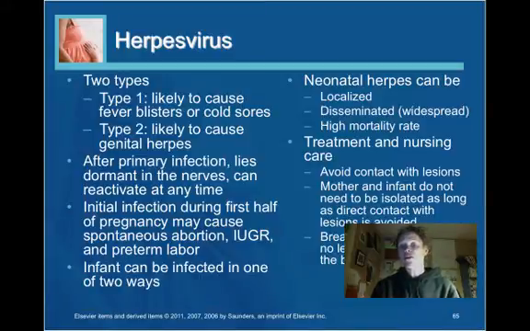Neonatal herpes can be localized or widespread and can produce a high mortality rate. Treatment: you want to avoid contact with the lesions. Mother and infant don't necessarily need to be isolated as long as direct contact with the lesions is avoided. Breastfeeding is possible as long as no lesions are present on the breast, because the way that it is spread is by contact with an active lesion.